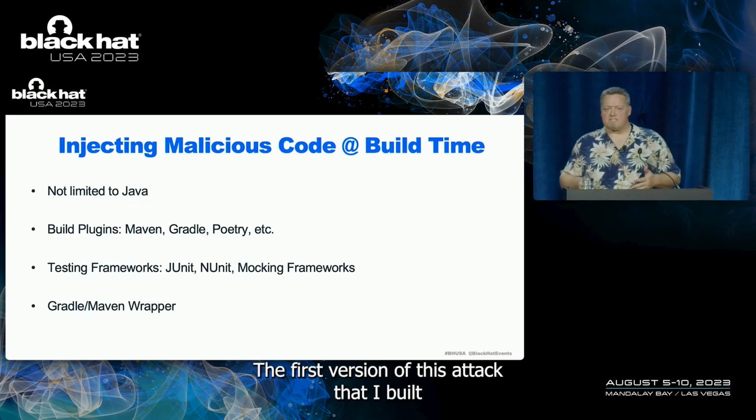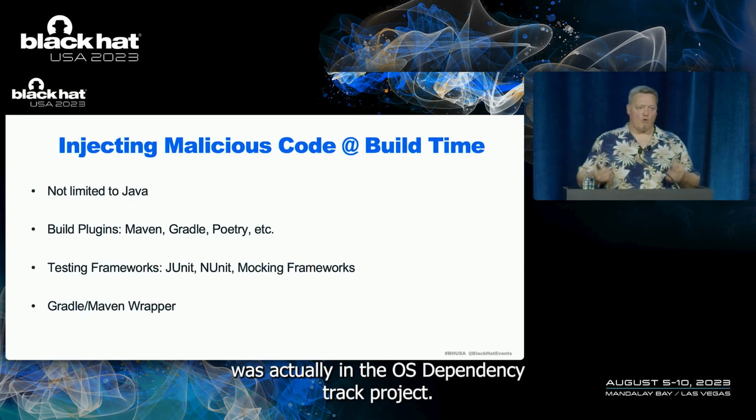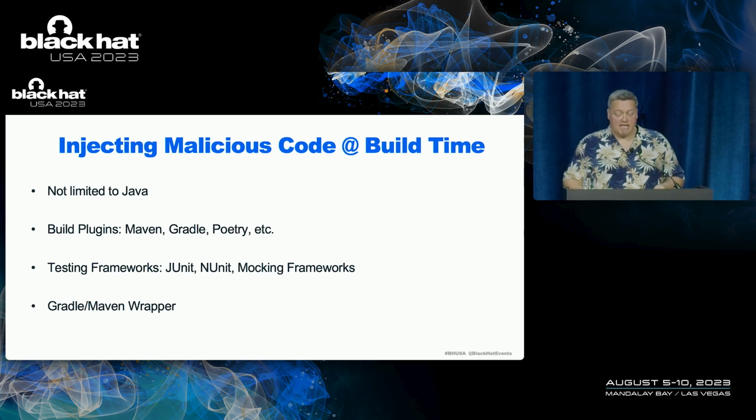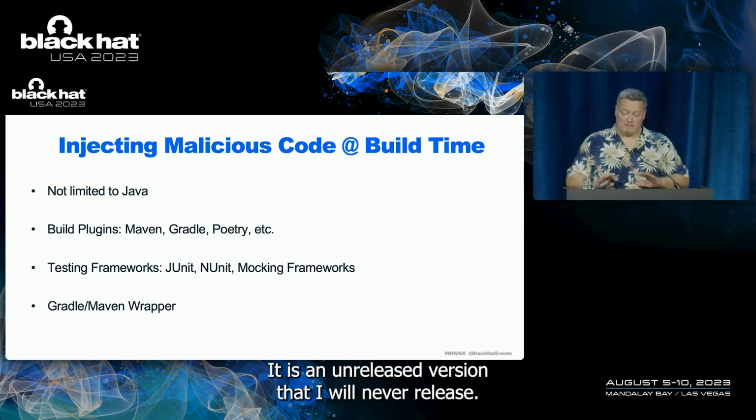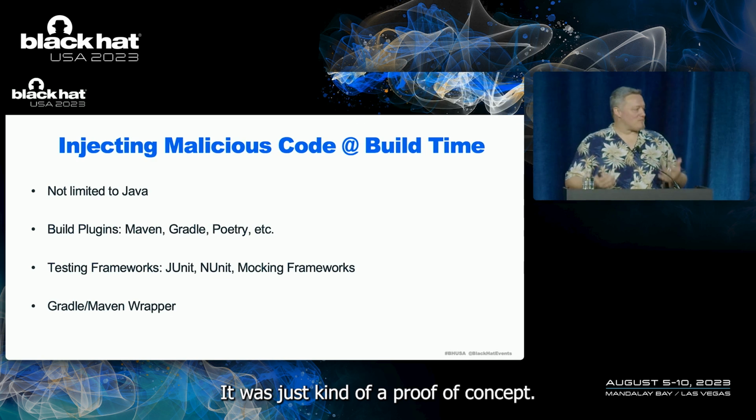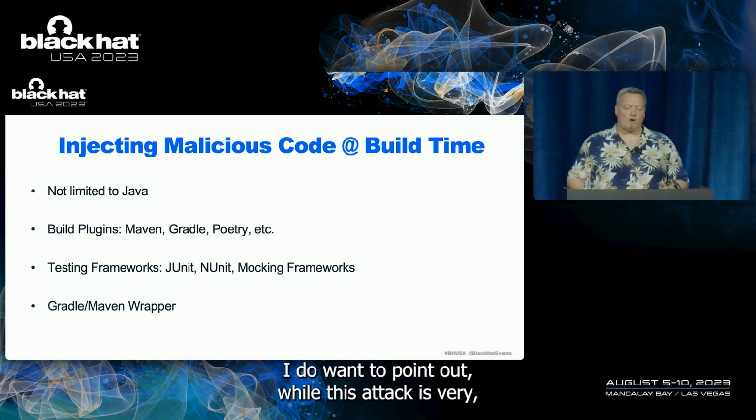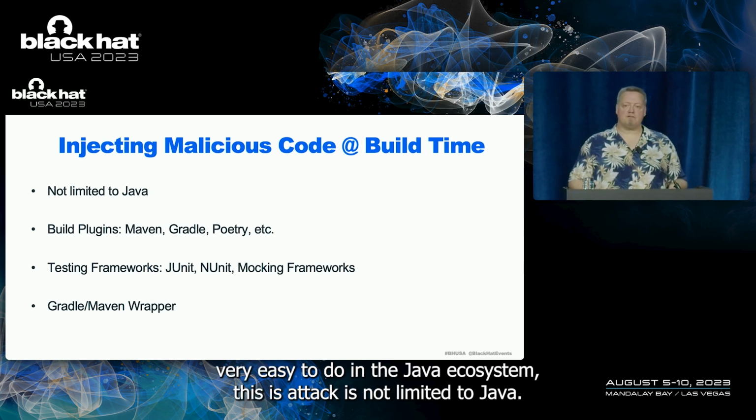The first version of this attack that I built was actually in the OWASP dependency check project. It is an unreleased version that I will never release. It was just kind of a proof of concept. I do want to point out, while this attack is very, very easy to do in the Java ecosystem, the attack is not limited to Java.